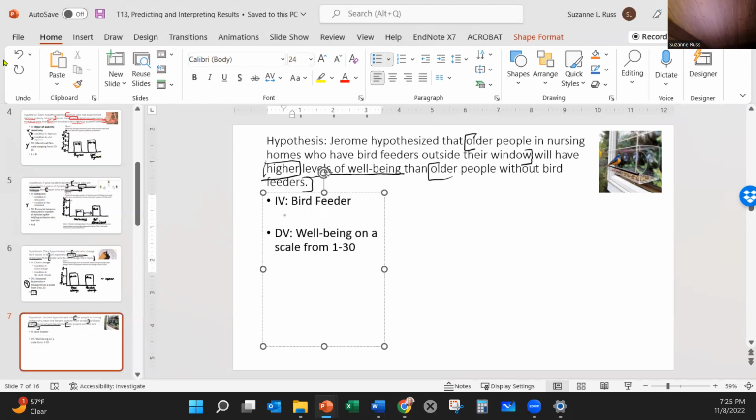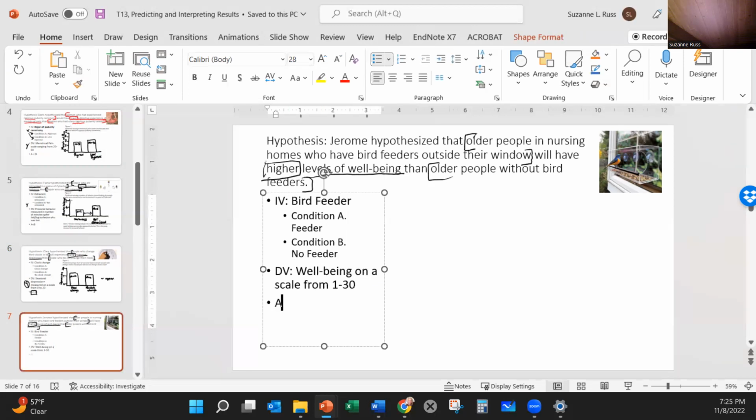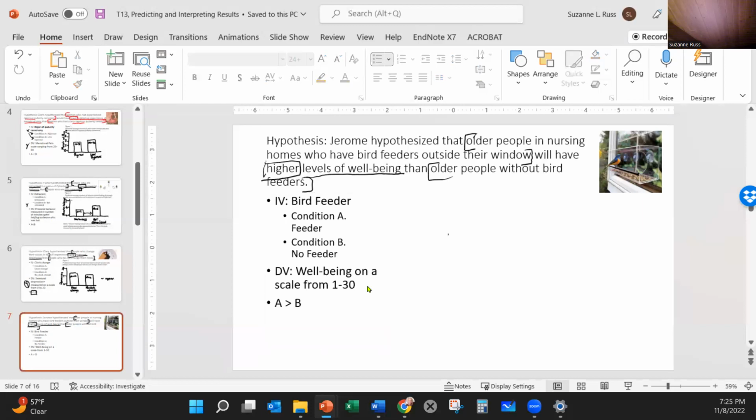And let's write feeder, condition A, feeder. I'm using the shortened word so it can fit nicely on our bar. Condition B, no feeder. And we've already stated that we're expecting A to be greater or higher than B. So let's go ahead and draw this for our last graph.